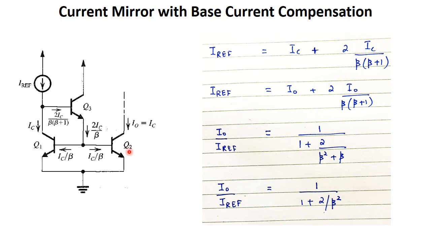Now I reference will be IC plus 2IC by beta into beta plus 1, as given by this relation. And since I out is equal to IC, we can replace IC with I out, and now when we simplify, I out over I reference is 1 over 1 plus 2 by beta square plus beta. And since beta square is much larger than beta, if we ignore the beta, then the relation between output current and reference current is 1 over 1 plus 2 by beta square. In simple current mirror this relation was 1 plus 2 by beta, but now it is 1 plus 2 by beta square. So now output current depends upon beta square rather than beta, so it is less dependent upon beta now.